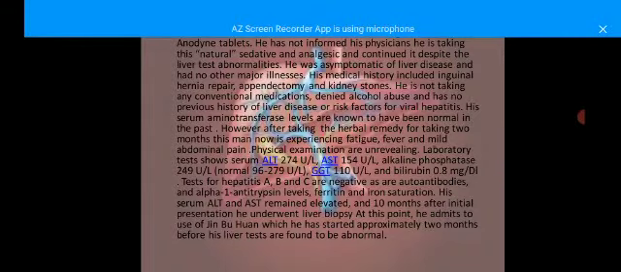Tests for hepatitis A, B, and C are negative, as are antibodies and alpha 1 antitrypsin level, ferritin, and iron saturation. Tests for screening for these three are also negative. His serum ALT and AST remained elevated, and 10 months after initial presentation, he underwent liver biopsy. At this point, he admits to the use of Jinbu Huan, which he has started approximately 2 months before his liver tests were found to be abnormal.